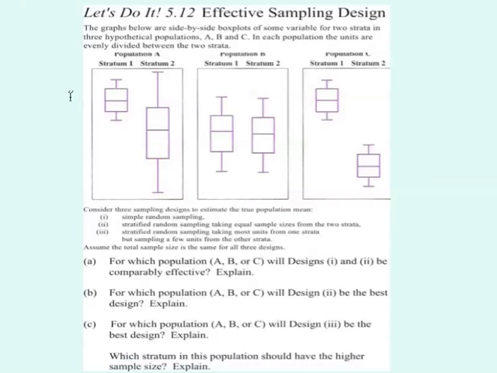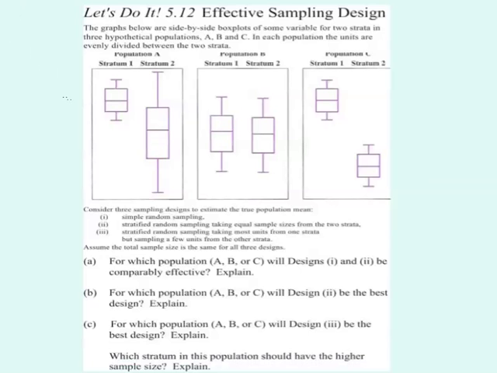Okay, so here's the question. For populations A, B, and C, will design 1 and 2 be comparatively effective? In other words, for which of the populations would designs 1 and 2 be the same? Design 1 is to take a simple random sample. Design 2 is to take a simple random sample with the same size sample from each stratum.